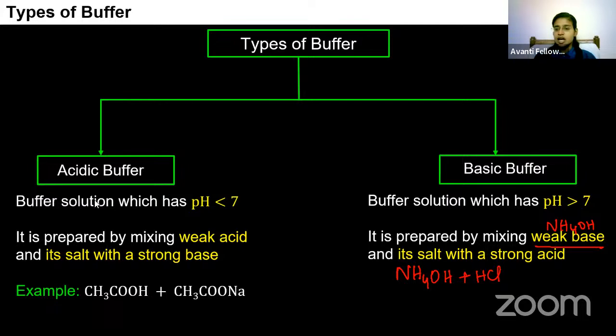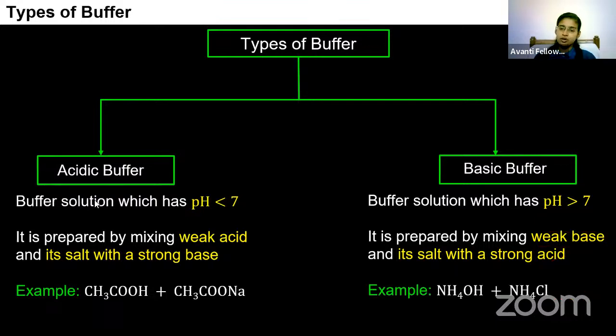Okay. And on removal of water, it will produce a salt of formula NH4Cl. Okay. So this is the salt. So weak base and its salt with the strong acid. Got it? So when these two components are mixed with each other, they form an example of a basic buffer solution. Got it? So do you have any doubts here? Can you understand?